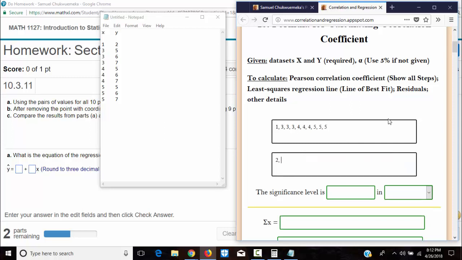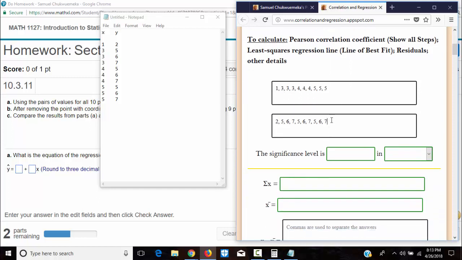For the y we have 2, 5, 6, 7, 5, 6, 7, 5, 6, 7. Yeah, please do not put a period or comma at the end.